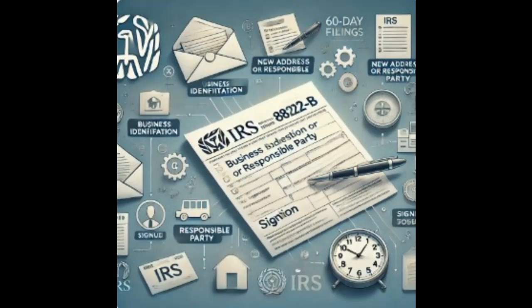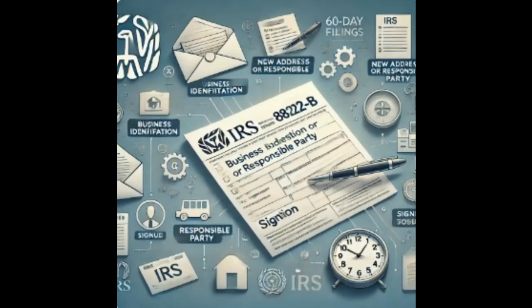Understanding the 8822B process, change of address or responsible party for a business. Form 8822B, issued by the Internal Revenue Service, IRS, is used by businesses to notify the IRS of changes to their business address or the identity of their responsible party. Keeping this information up to date is critical to ensure compliance and to avoid missed communications from the IRS.